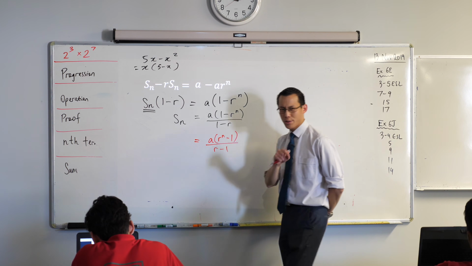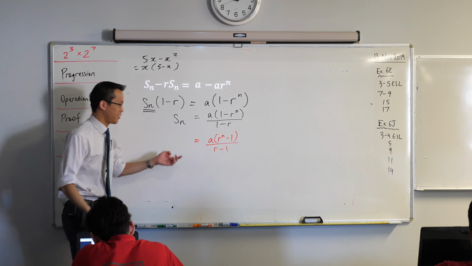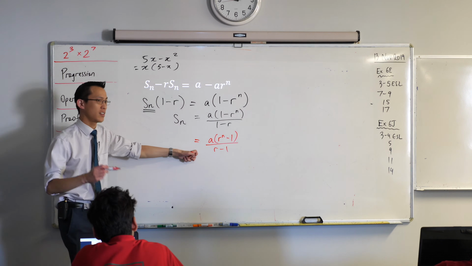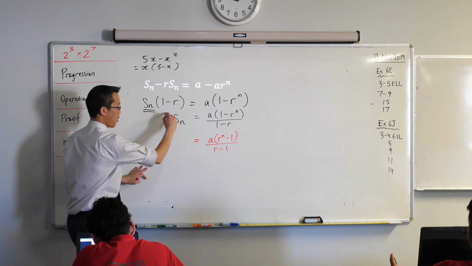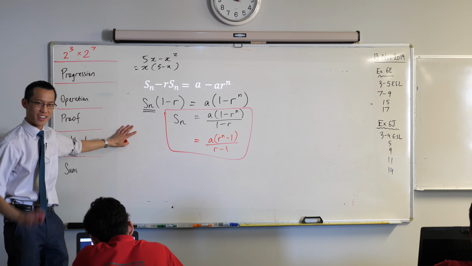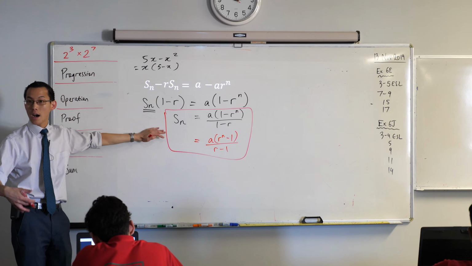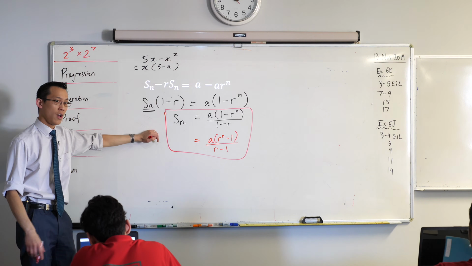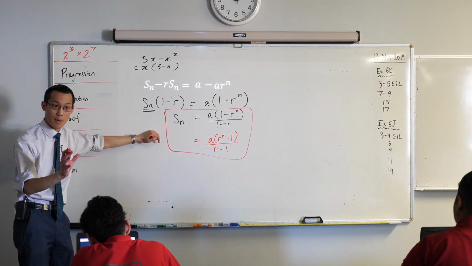Now, I'm not going to tell you just yet why you might be interested in writing it this way versus that way. You're going to discover it soon enough. But both of these, and in fact there's a third form I'm not telling you about yet because it's less important, are ways to calculate the sum of a GP. Can we quickly do an example?